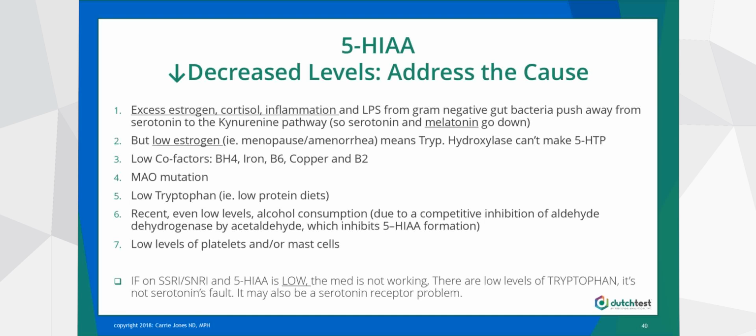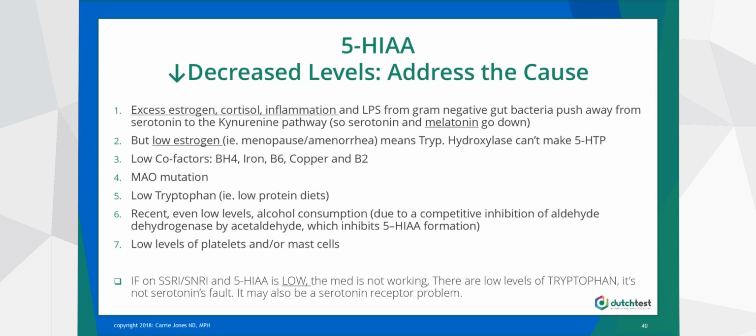It's also the reason the opposite occurs. They have PMS, and with PMS, they get depression. PMS is often due to excess estrogen, pushing them away from serotonin and down the kynurenine pathway. You just can't win with estrogen, can you? It's a balance. It's all a balance. Low cofactors: biopterin, iron, B6, copper, and B2. How many people come to you iron deficient, anemic, and depression is a symptom? Lots. So make sure you get their iron stores up or figure out why they're iron deficient.